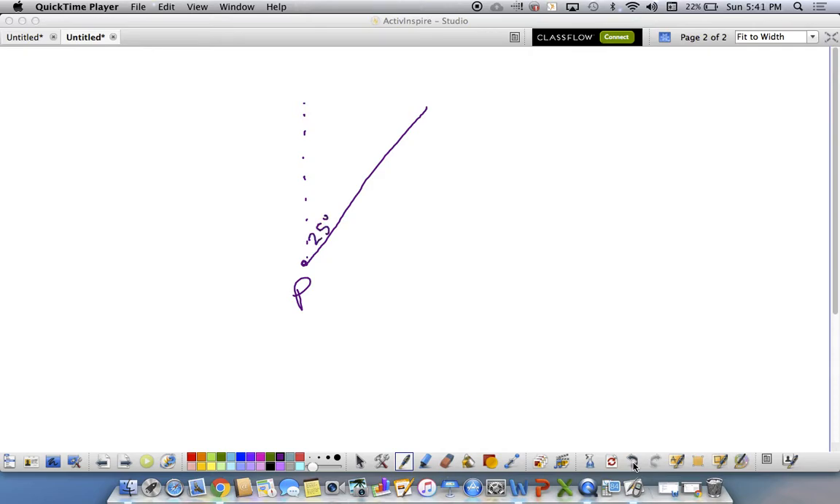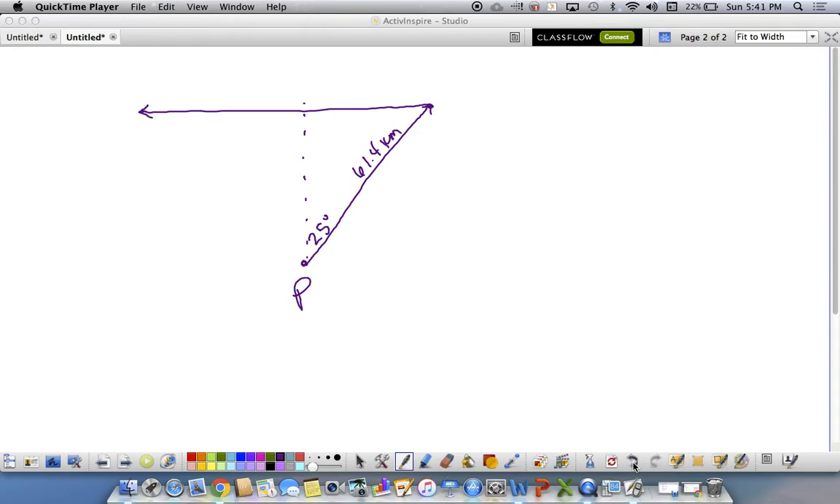25.0 degrees for 61.4 kilometers and turns due east. Which way is east? You have to know this. Due east is going this direction. West is going the other way.